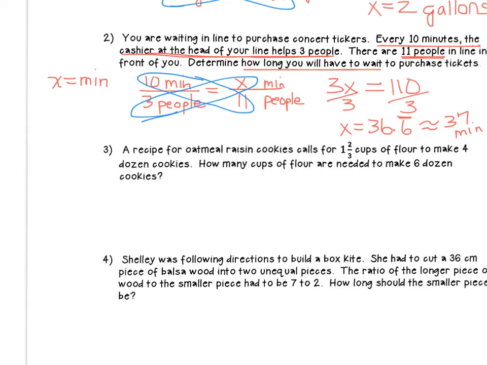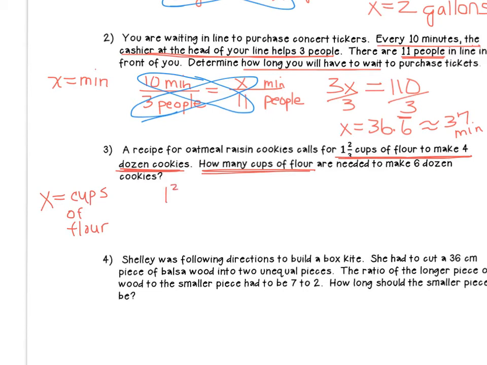Okay, doesn't sound too bad. How many cups of flour? There's your question. So X is going to stand for cups of flour. And now you'll set up your proportion. Alright, right in here it says 1 2/3 cups of flour to make 4 dozen. That's in one sentence and it all goes together. So put that information in one ratio.